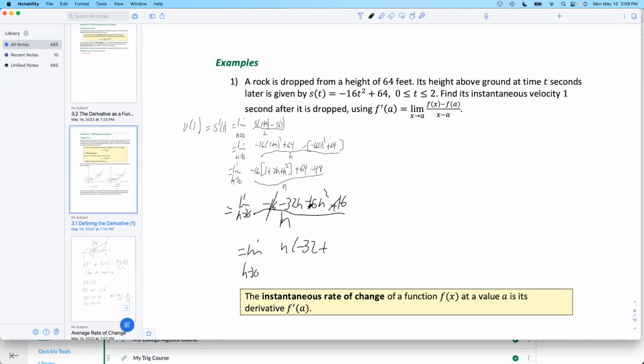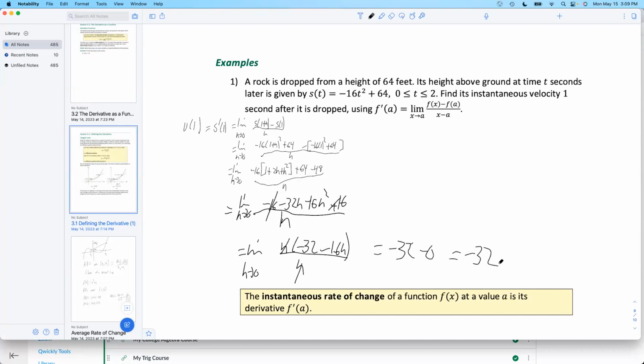I can't read my own writing there. I think that's minus 16h squared. Oh, but I factored an h out, so only one h left there. So I pulled out the common factor of h. Oh, that cancels. Now I can actually evaluate the limit by plugging in h equals 0. So I get negative 32 minus 0, which is negative 32.